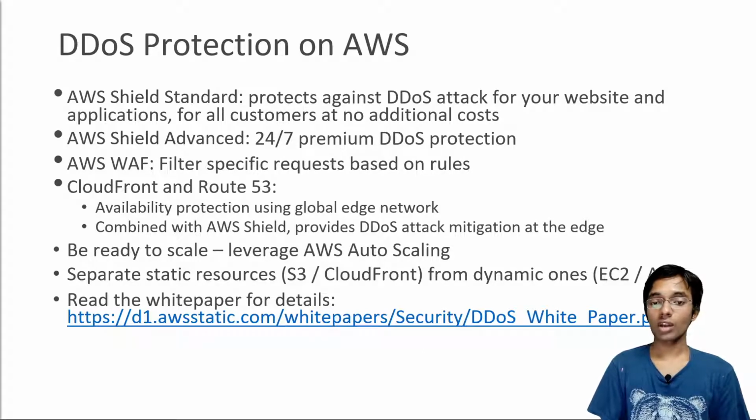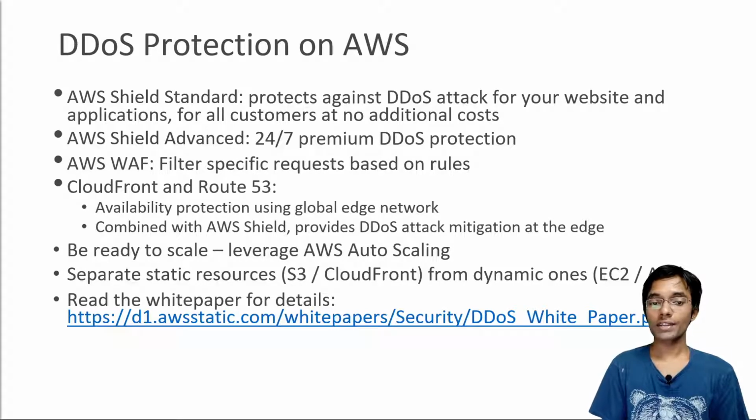So we have CloudFront and Route 53, which by default have Shield enabled, and they will give you availability protection by using your global edge network. Attacking CloudFront and Route 53 is a lot of work, and combined with Shield, it provides DDoS attack mitigation directly at the edge of your network. So the traffic never really makes it through to your core application in any region or in one region.